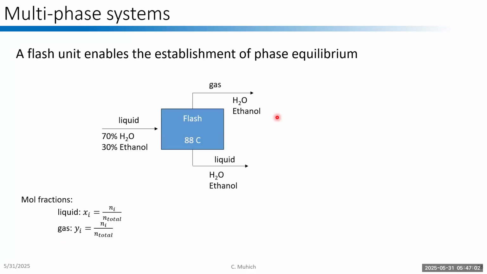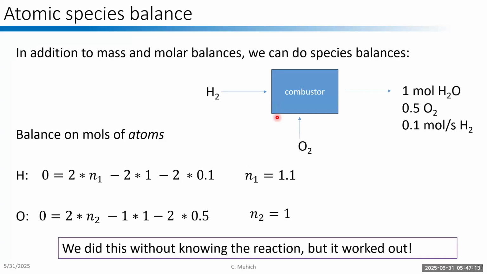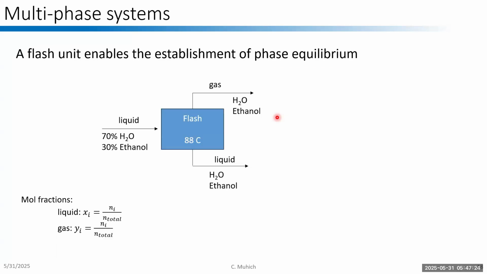All right, so I now want to move away from thinking about reactions. You now have enough information to be able to solve any reactive system's mole balance using either molar balances or species balances. And I now want to think about multi-phase flow. So let's take an example of a multi-phase flow, a flash unit. A flash unit is something that would either heat up or cool down something so that we reach a new equilibrium point.